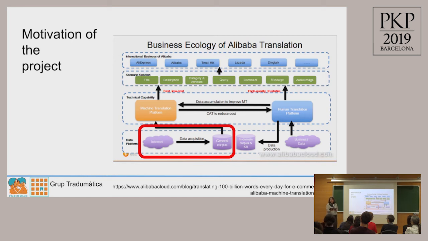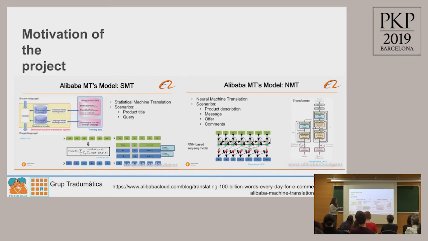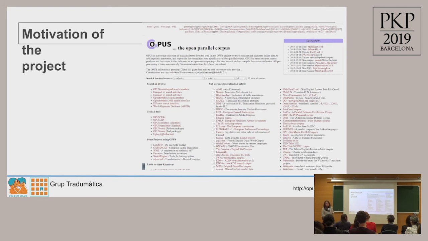Data is a valuable asset, a very valuable asset, whether we talk about statistical machine translation or neural machine translation. It doesn't matter. It's not about the technology we use. It's the primary material, the first asset we need. You probably know platforms like GitHub where we share software. This is a platform to share linguistic data.